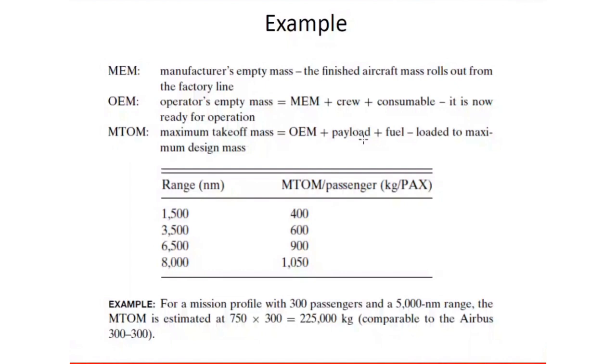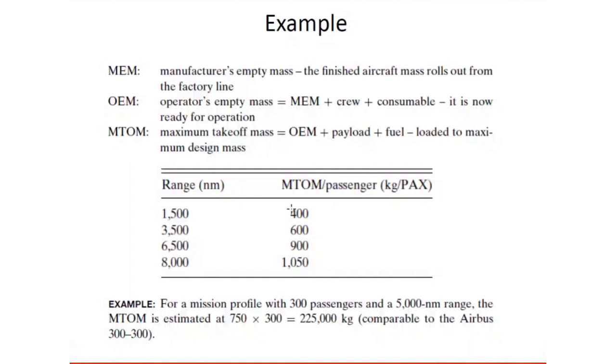So now let's look at a table. The range is given in terms of nautical miles. That's standard aircraft terminology, varying from 1,500 nautical miles, 3,500, 6,500, 8,000. So maximum takeoff mass per passenger, meaning kg per passenger. If it is only 1,500 nautical miles, you have 400 kgs per passenger. So if you have 10 passengers, it will be 4,000 maximum takeoff. If you have 100 passengers, it's 400 into 100. So this is the multiplying factor.